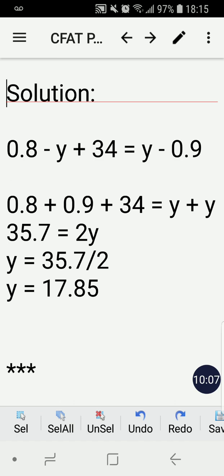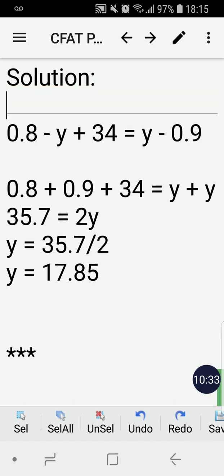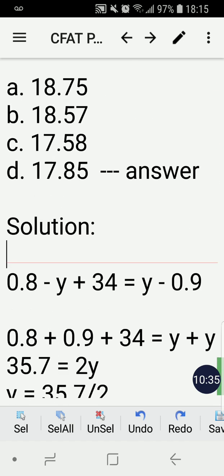Then we get 35.7 by adding 0.8 plus 0.9 plus 34. And then we add y plus y, we get 2y. So then we solve for y: y is equal to 35.7 divided by 2. We get y is equal to 17.85, which is letter D.